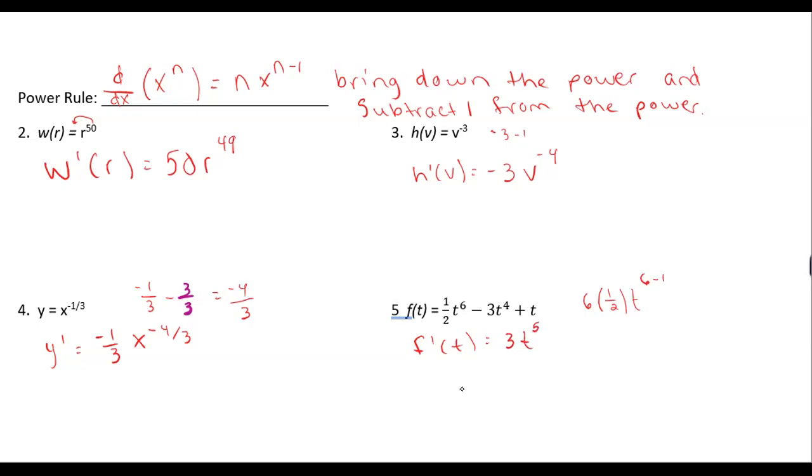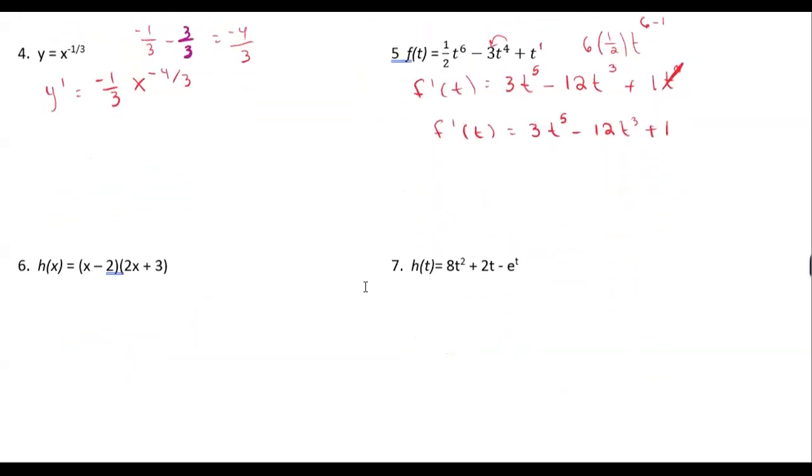Look at the next piece. We have 3 already. Our power is 4. So 4 times 3, when we bring down our power, 4 times 3 is 12. T, 4 minus 1 is 3. Now this one's a little bit tricky. Technically, it's t to the 1st. So if we bring down our power, that would be 1. And then if we subtract 1, it will be t to the 0. But anything to the 0 power is 1. Anything that's not 0, I should say, to the 0 power is 1. So this leaves us with 3t to the 5th minus 12t to the 3rd plus 1. So this is how we can use our power rule as we are working it down through.